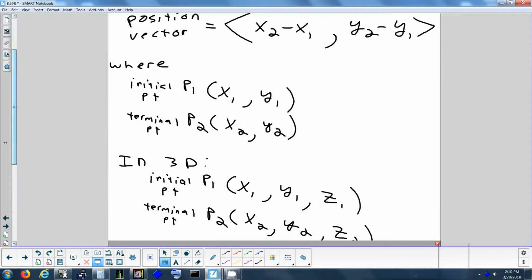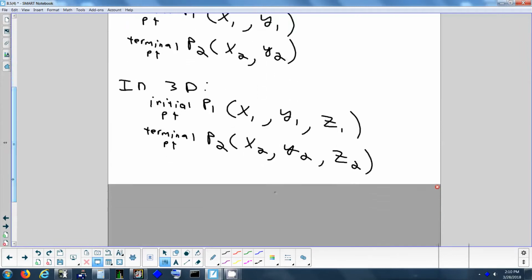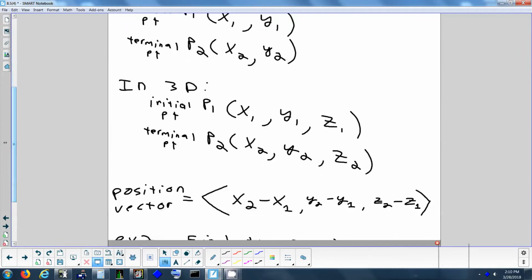So now in 3D, your initial point will have a z part to the coordinate, and so will the terminal point. Okay. Anyone think they can tell me what I'm going to add to my position vector formula in 2D to turn it into 3D? z2 minus z1. We're just going to have to subtract the z components with everything else. So we have difference in the x's, comma, difference in the y's, comma, difference in the z's. Always terminal minus initial.